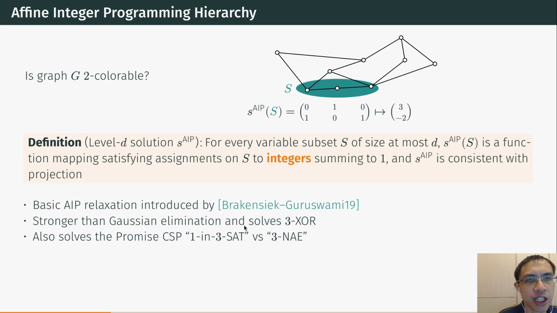Finally, let me mention the affine integer programming hierarchy. In this hierarchy, to every satisfying assignment on a small subset, we assign integer weights. We require the sum of integer weights to be 1 for every small subset. The AIP relaxation was introduced by Brakensiek and Guruswami as a generalization of Gaussian elimination. This AIP relaxation solves linear equations as well as some interesting promise CSPs that are not linear equations.